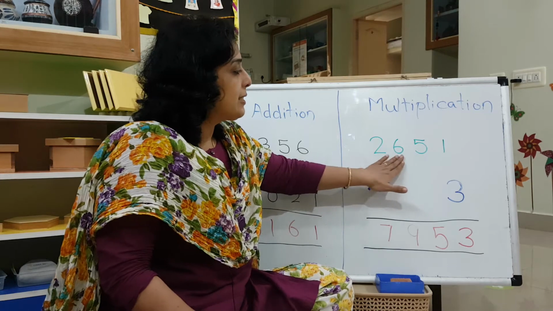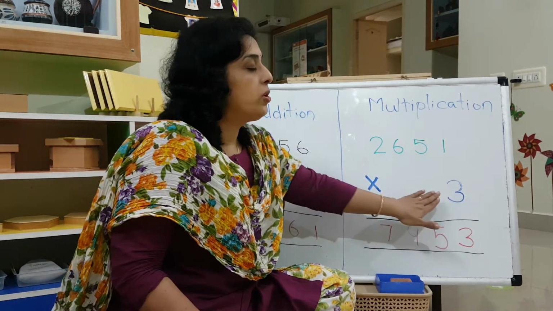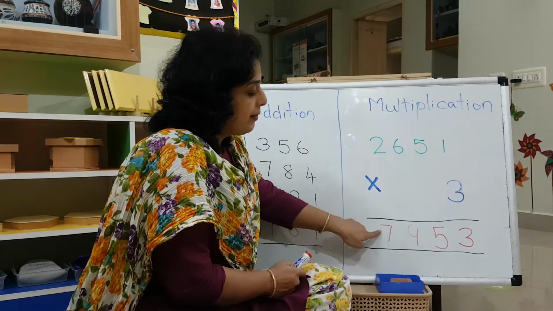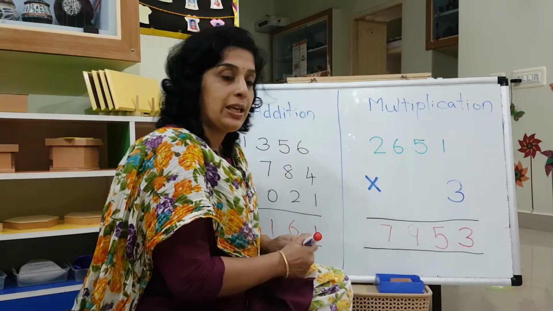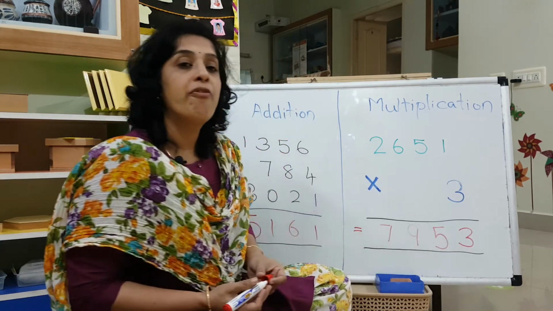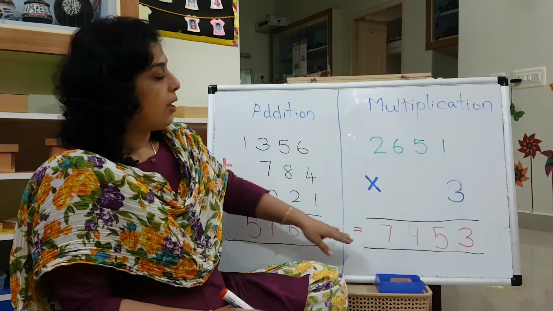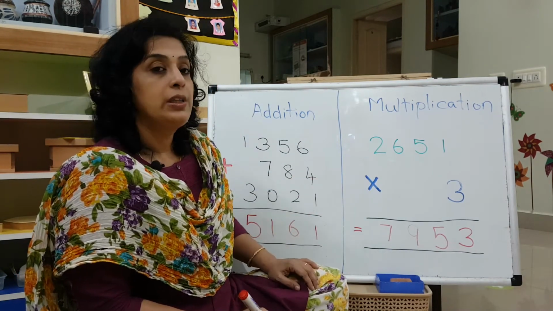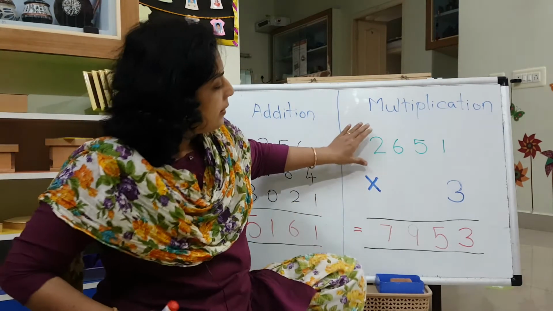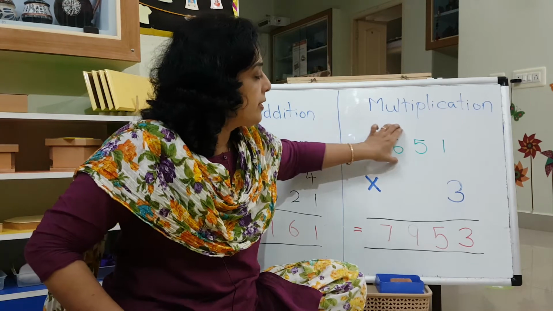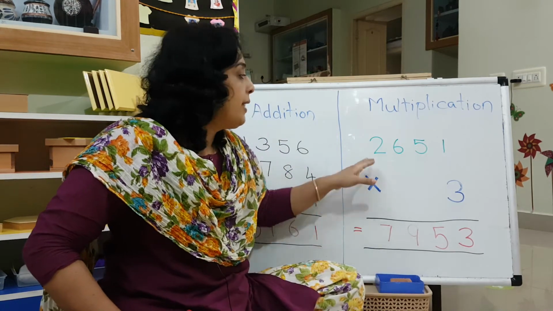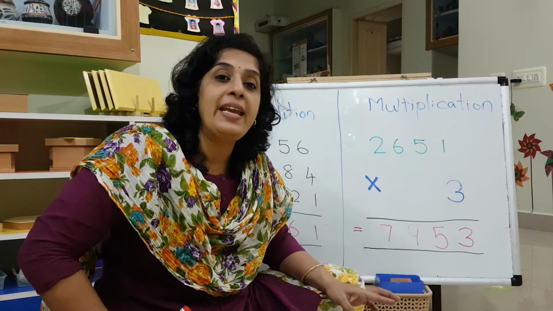So 2651 taken 3 times equals 7953. Now, just like we had names for these numbers, these also have names. This 2651, which was repeating itself for daddy, mummy and yourself, is called a multiplicand.